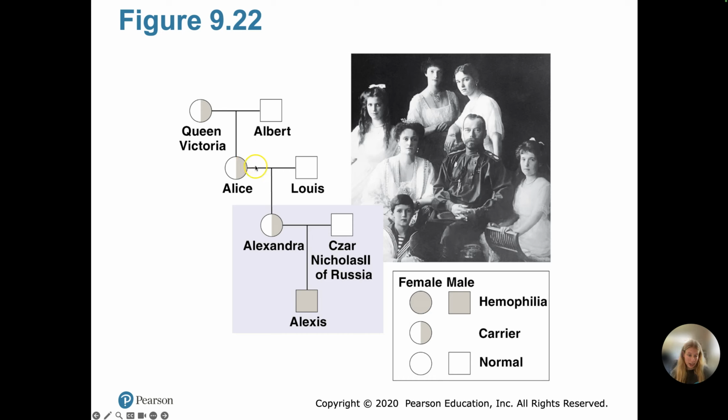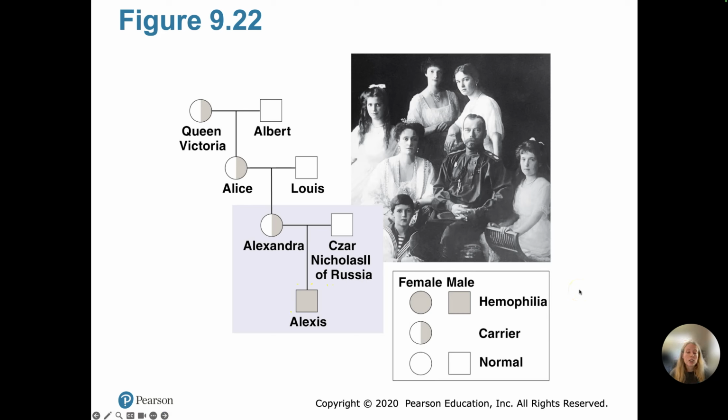She passed the carrier gene down to her daughter Alice, and then Alice passed the carrier gene down to her daughter Alexandra. Alexandra married Tsar Nicholas II of Russia, and their son Alexis was affected by hemophilia. He inherited the recessive X chromosome from his mother, even though his father was not affected with the disease at all. All it takes is one chromosome from the mother that carries the disease. So Alexis inherited the disease-carrying X chromosome from his mother, and so he was affected with the disease.